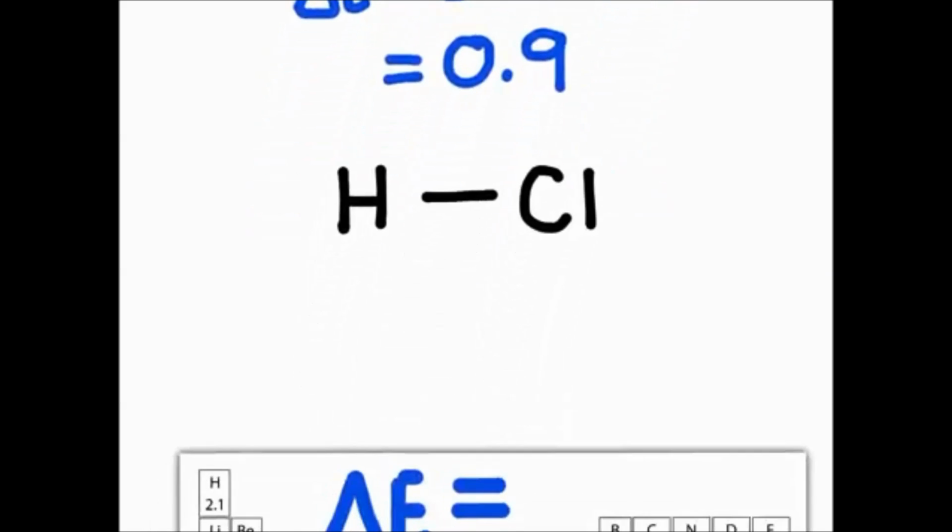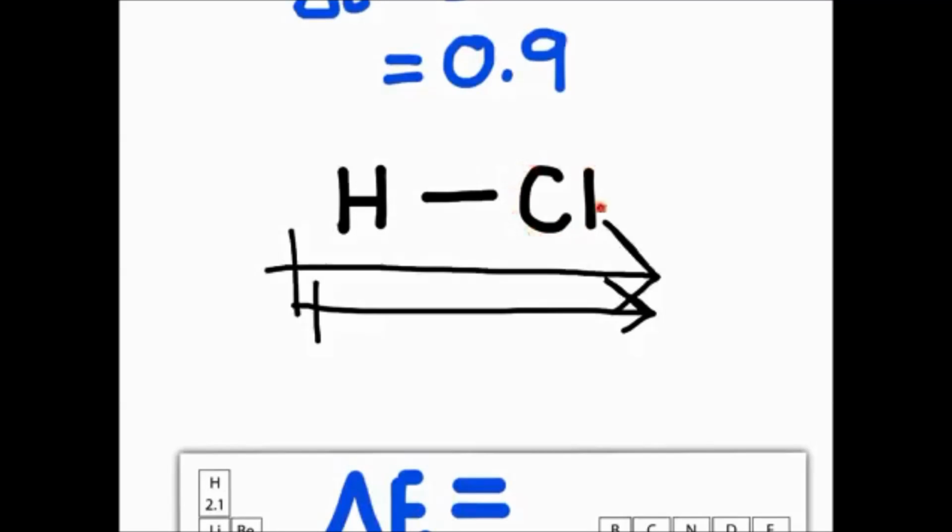Now, since the electrons are not being shared evenly, we're going to have something called a dipole moment. And we represent a dipole moment with an arrow, with a little cross at the end, that's pointing towards the more electronegative element. In this case, chlorine. It's the stronger of the elements, and so the electrons are going to be pulled closer to chlorine.